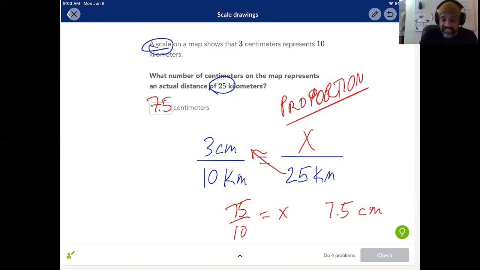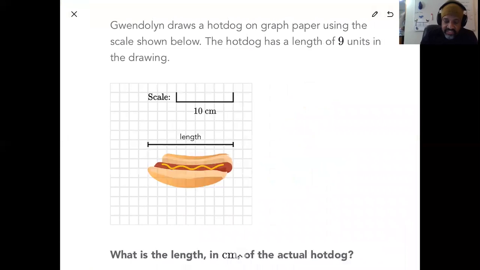This is Khan Academy. This is a Khan Academy assignment. Scale drawings. Let's look at another question. It says, Gwendolyn draws a hot dog on a graph paper using the scale shown below. And the hot dog has a length of 9 units in the drawing. So we're going to try to figure out what's the actual length of the actual hot dog. So here's what we have to do. We're going to use this scale and we're going to set up a proportion.